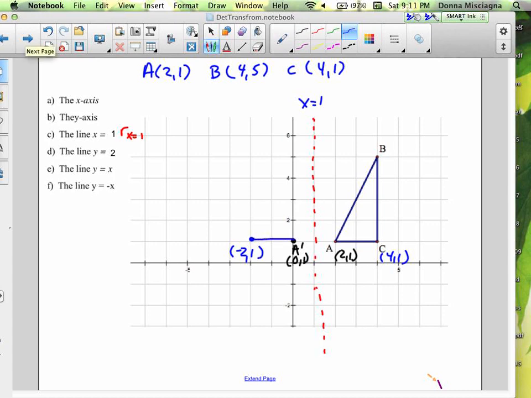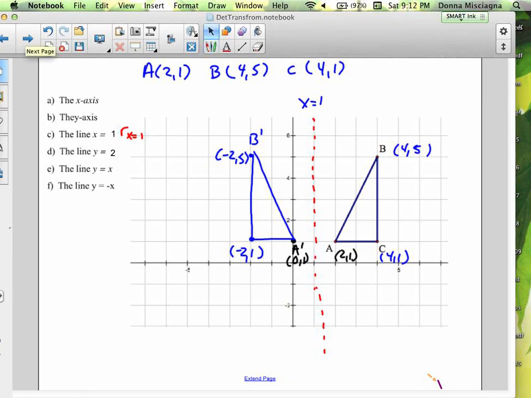And finally, B is also 1, 2, 3 away, so it's going to be 1, 2, 3 away. And you can kind of even just count in your head. All right, so 4 minus 1, that's 3. So go another 3. And there we go. There, and this was B prime. This was 4, 5. This is -2, 5. And there's our image. All right? Let's do another one.